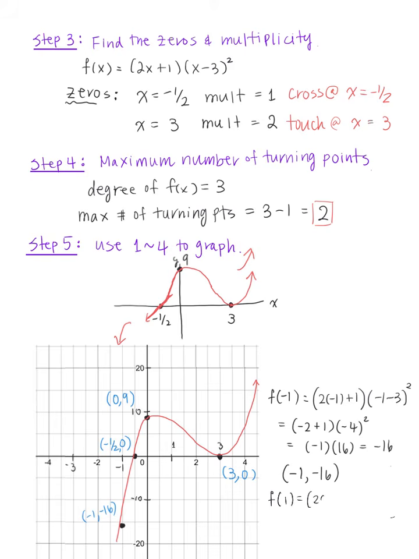Then you're going to have 2 times 1 plus 1, and then 1 minus 3 squared. So you're going to have 2 plus 1, that's 3, is that right? 3, and then you're going to have negative 2 squared. So you're going to have 3 times 4, which is 12. So here we're going to go through 1 comma 12. So as I guessed, it's going to go above the 10 when x is 1. So let me try to redo this.